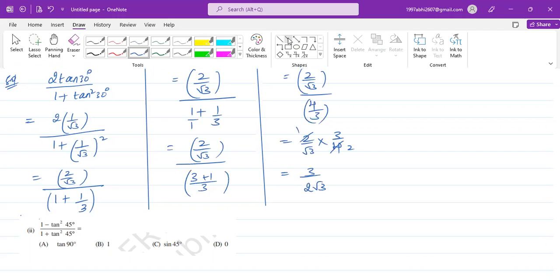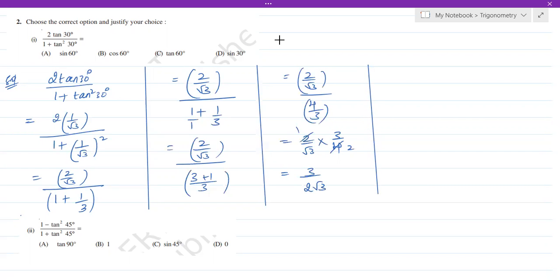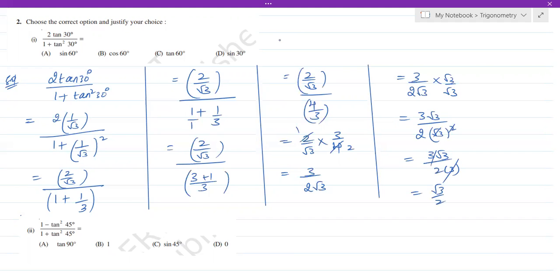Obviously, the denominator is an irrational number. So we must rationalize it. So what we have got is 3 by 2 root 3. So the irrational number is root 3. So let's multiply and divide by that itself. So 3 into root 3, 3 root 3. 2 as it is, root 3 into root 3 is root 3 square. The square and root gets cancelled. So we'll be left with 3 root 3 by 2 into 3. So 3 and 3 gets cancelled. So we are left with root 3 by 2. So the value that we have got is root 3 by 2. Final answer that we have got is root 3 by 2.